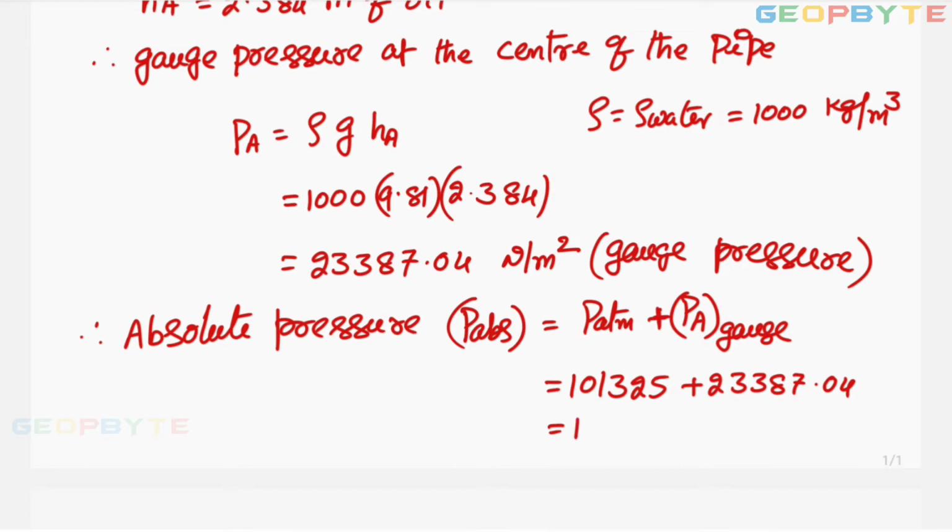124712.04 Newton per meter square. That is the absolute pressure of the oil which is flowing through the pipe. Now let us take one more problem.